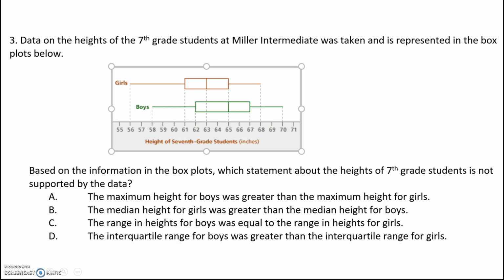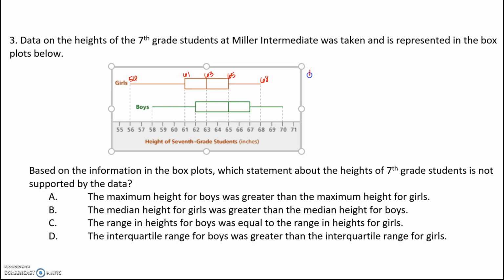So number 3 says data on the heights of 7th grade students at Miller Intermediate was taken and represented in the box plots below. Okay, so each box plot we're going to go ahead and analyze. So the minimum here is 56. We have 61. They have these marvelous lines to help us. Quartile 3 is 65. And maximum is 68.